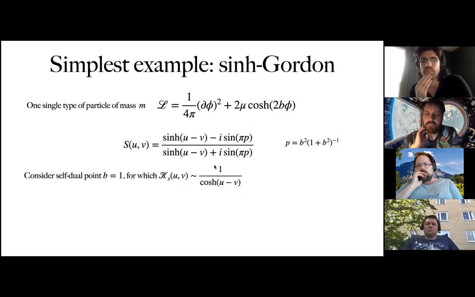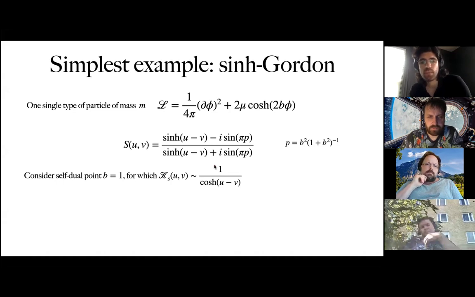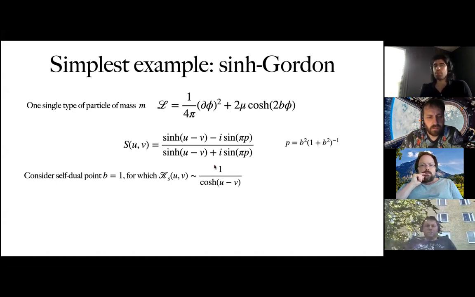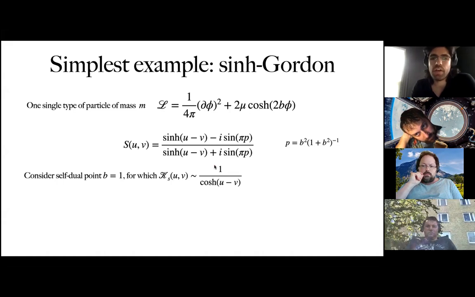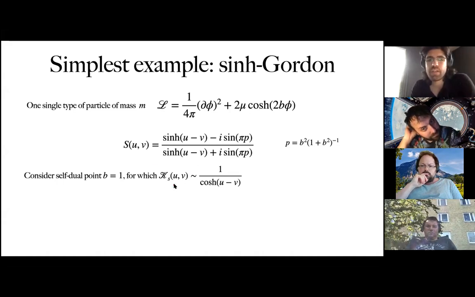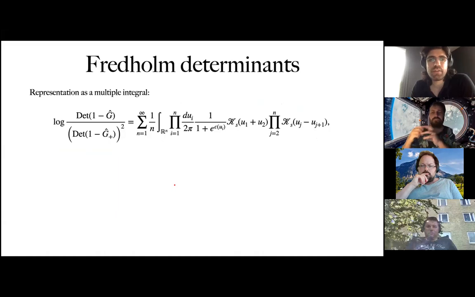Can I ask? How do you get this kernel? In this case it was known, certainly, but in principle, how would you go about finding the kernel? Well, once you have the S matrix, so I'm assuming that you know the S matrix of the system, then you take the log derivative. Sorry, but isn't this kernel the one that has to do with the boundary? No. I got confused. Sorry. No. So this is the boundary. So that's a good point.